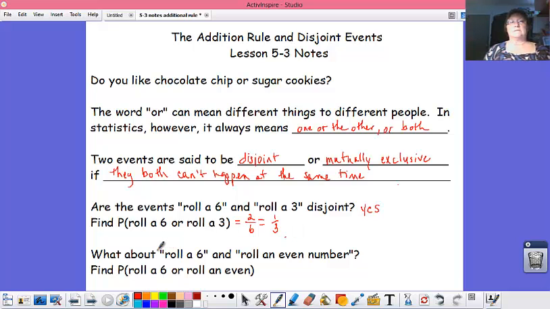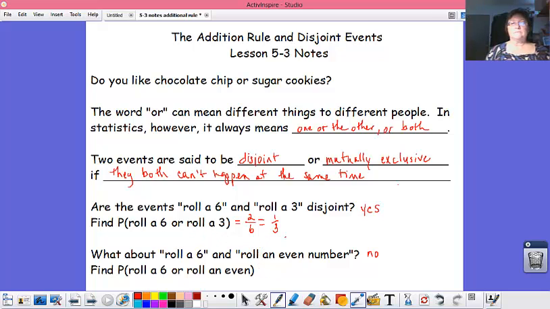Okay, what about this? The events roll a 6 and roll an even number. Are those disjoint? You would have to ask yourself, can they both happen on the same roll? And the answer here would be not disjoint, because they can both happen on the same roll. So the probability that you roll a 6 or roll an even has to be figured a little bit differently.